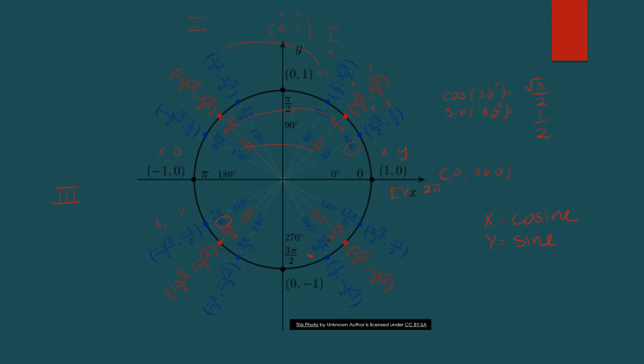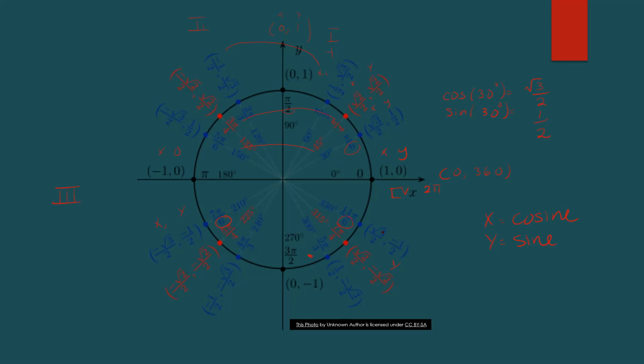Okay, and then 7 pi over 4, or 315 degrees, it comes from the family pi over 4. So it has a coordinate of radical 2 over 2, comma, and then the sine value, or the y value, is negative radical 2 over 2. And 330 degrees has a denominator 6, so it comes from the family pi over 6, so it's radical 3 over 2, comma, negative 1/2.